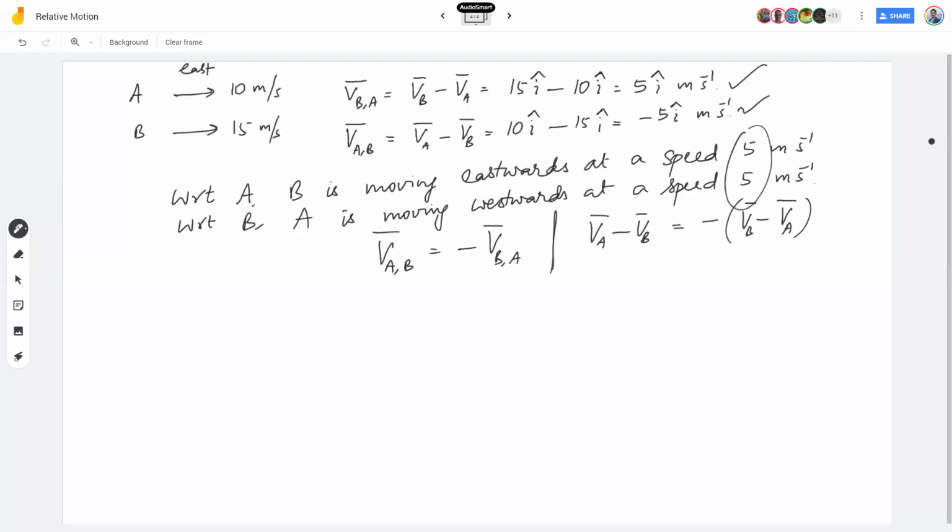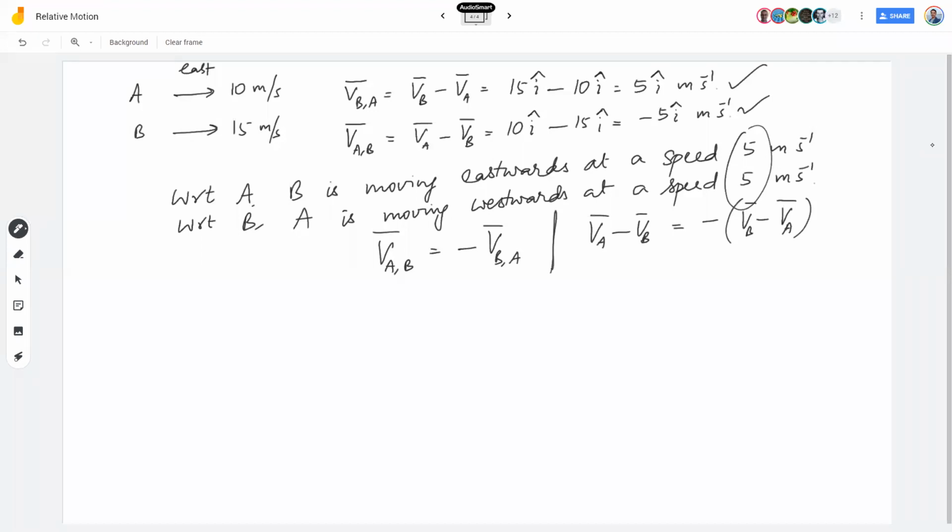If you are moving on a road and you see a bus approaching you with a speed of 30 kilometers per hour, the bus driver also sees you approaching towards him with a speed of 30 kilometers per hour. The reference frame simply means the frame from which the observer is recording the observation. Of course, reference frame is nothing but the observer, nothing else.